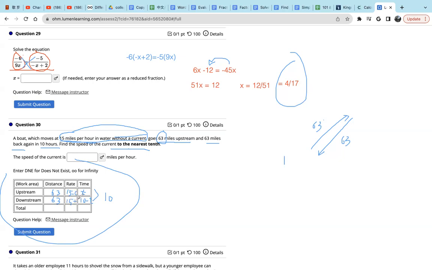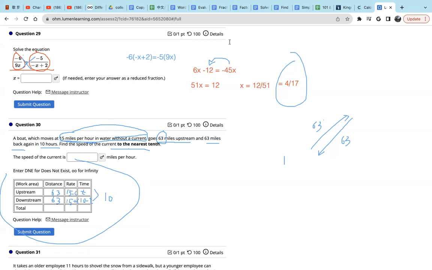Can you make sense of this? When you go upstream, you're going against the current, so your speed is 15 minus C. When you go downstream, you're going with the current, so that's why it's the speed of the boat plus the current. So I have this relation.